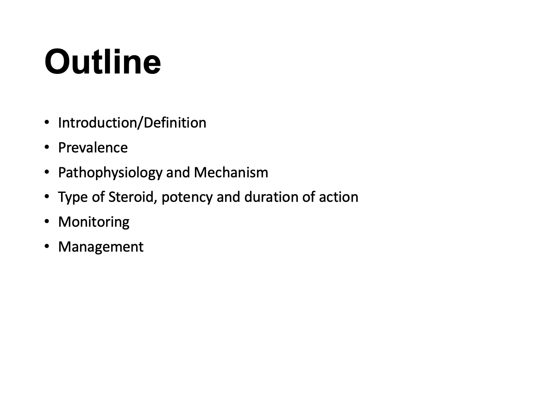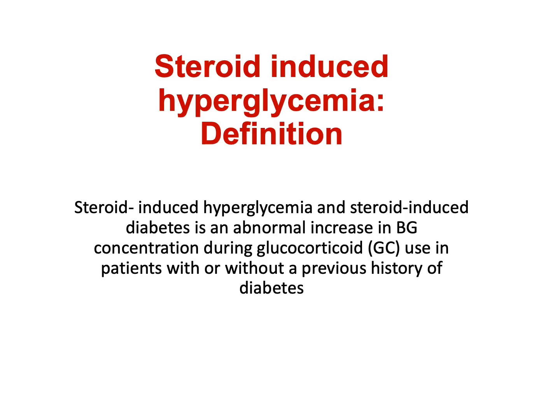After this short talk, we're going to go to the second portion of the program, which is the session on case studies. So let me define steroid-induced hyperglycemia. This is a straightforward definition. Steroid-induced hyperglycemia, or steroid-induced diabetes, is an abnormal increase in blood glucose concentration during glucocorticoid use in patients with or without a previous history of diabetes.